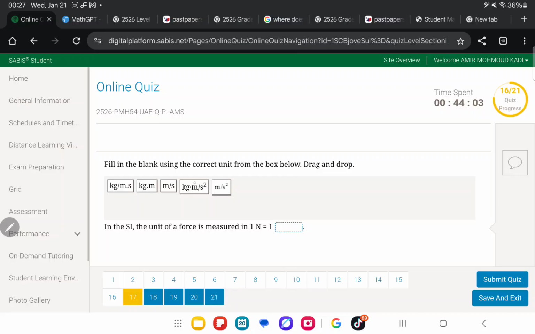Okay, here we just did this. Here you go. Yes. It's the same as saying mass times acceleration. Meter per second squared, and kilogram.